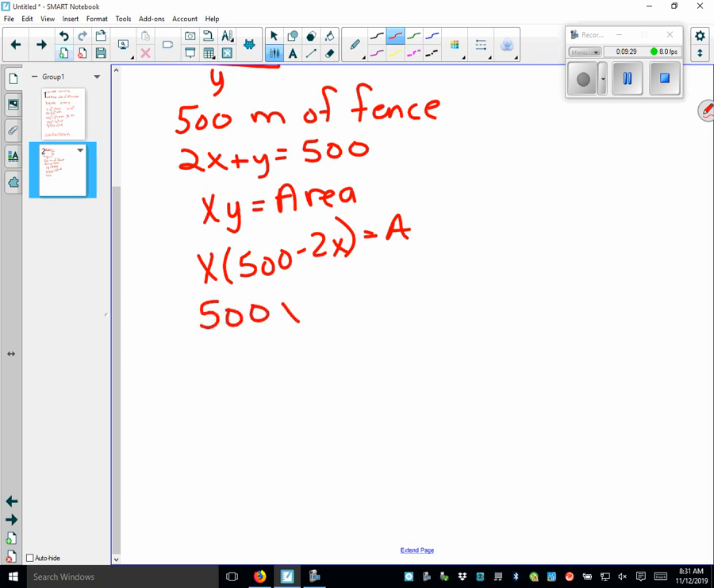So 500x minus 1,000x squared. I distributed it wrong, didn't I? This is 2x, 2x squared, good. Done. All right, what's the derivative? 500 minus 4x. What? Oh, that's what I said.